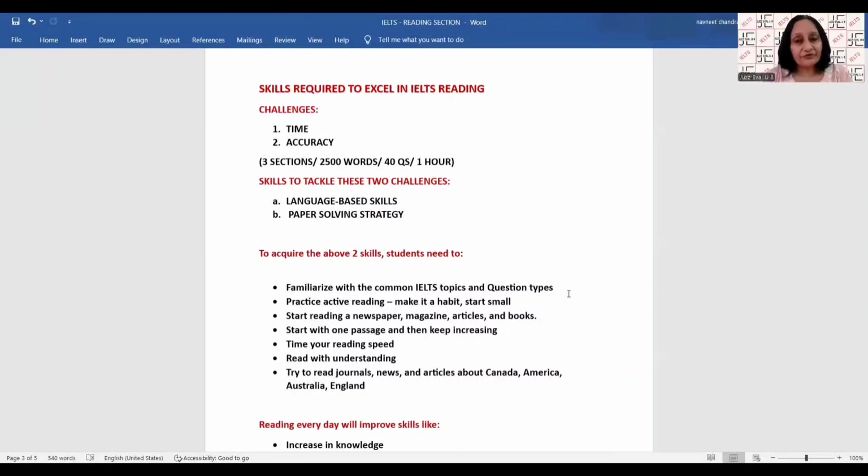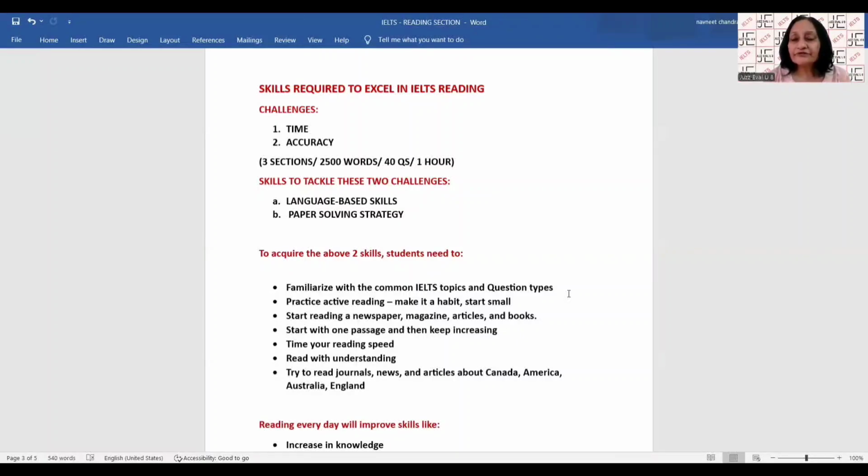Next is time your reading. Supposing you've read one passage in 10 minutes today, tomorrow make it 8 minutes. Then the next day 7 minutes, then 6. So, like this, keep on decreasing the time. That is how your speed will increase, but you have to do it with understanding. So, see how much time you require and improve your timing, and timing is very important here.